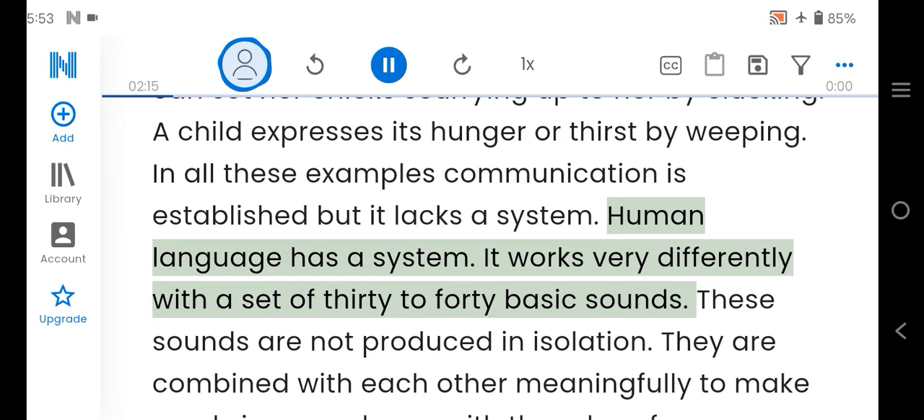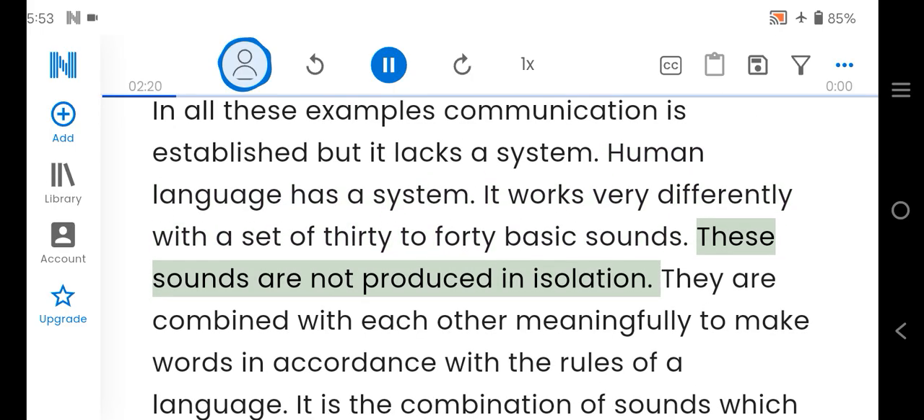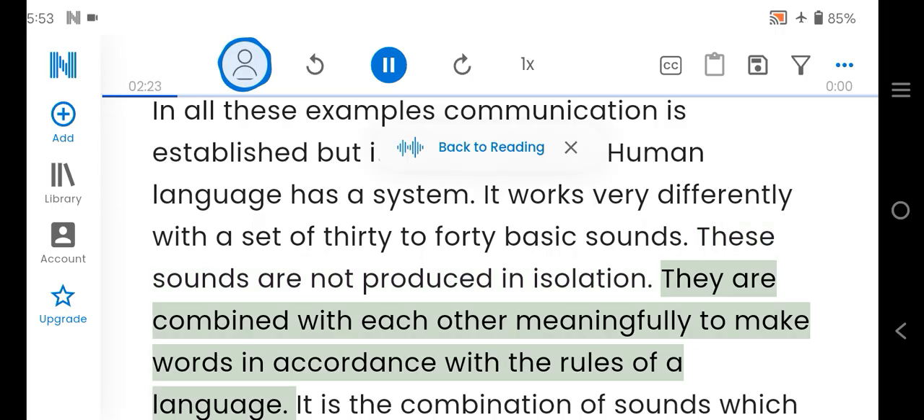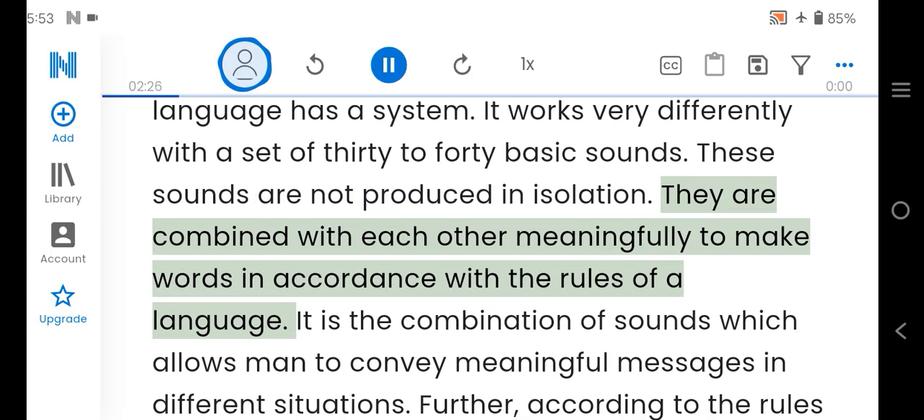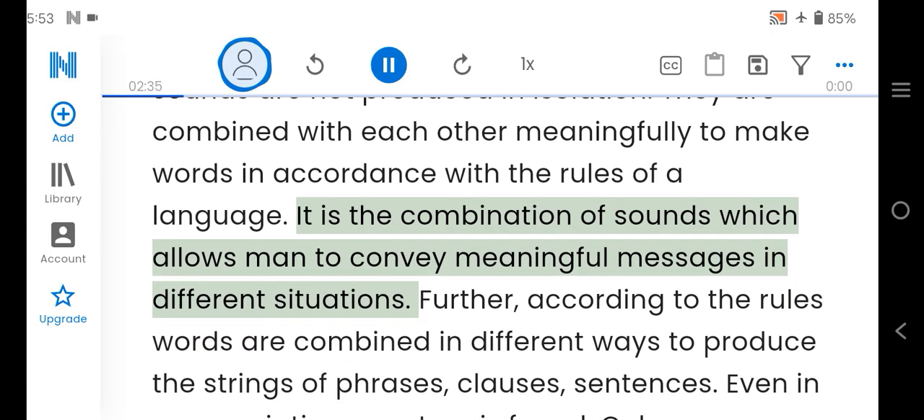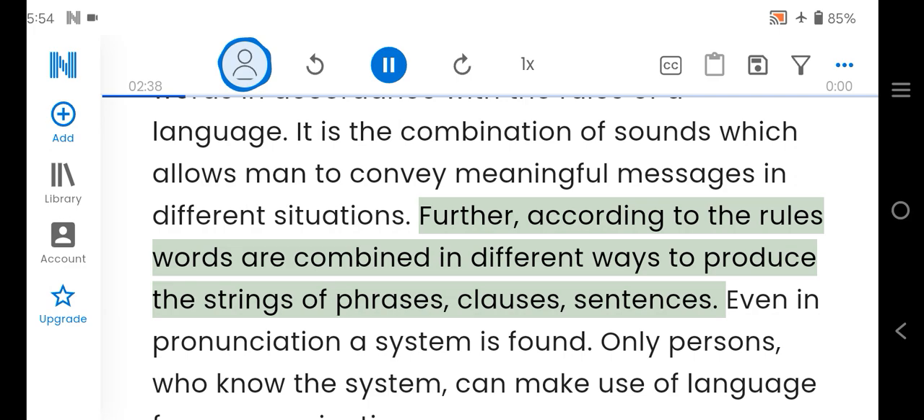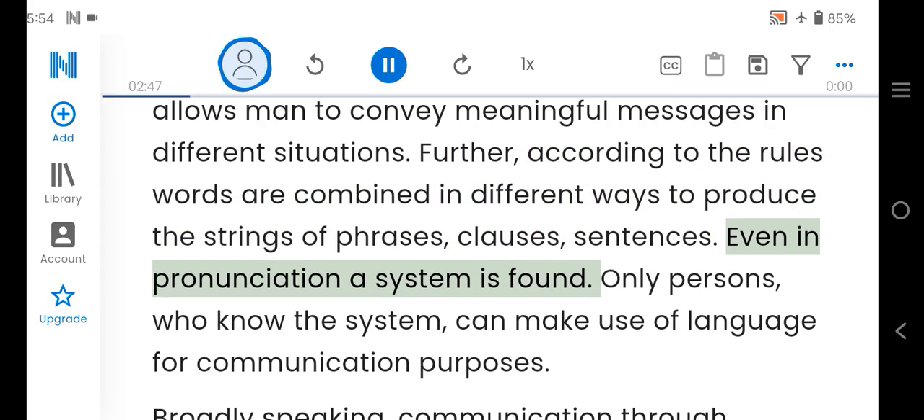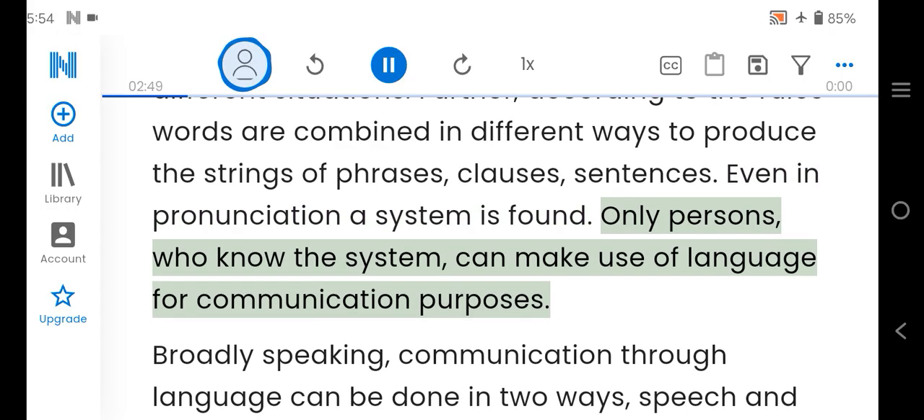It works very differently, with a set of 30 to 40 basic sounds. These sounds are not produced in isolation. They are combined with each other meaningfully to make words in accordance with the rules of a language. It is the combination of sounds which allows man to convey meaningful messages in different situations. Further, according to the rules, words are combined in different ways to produce strings of phrases, clauses and sentences. Even in pronunciation, a system is found. Only persons who know the system can make use of language for communication purposes.